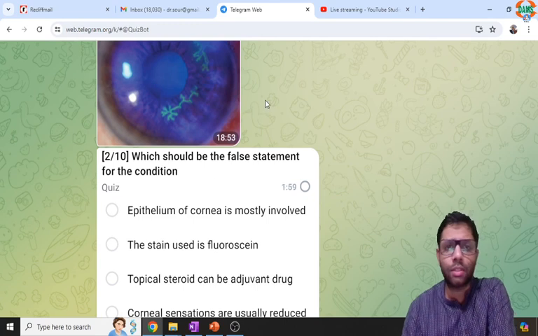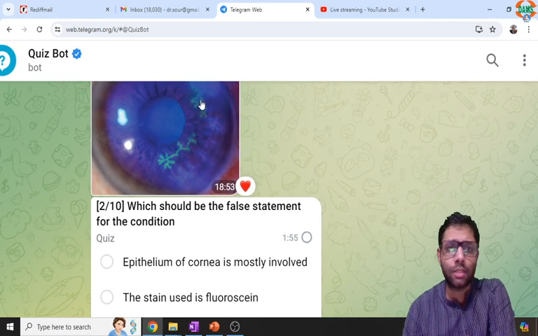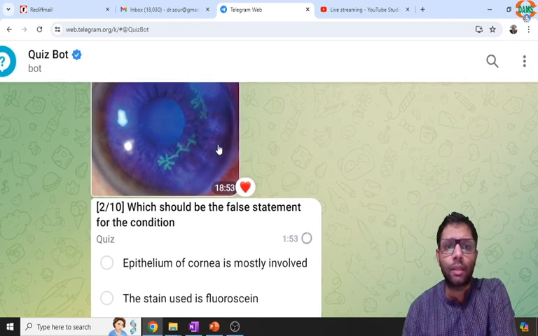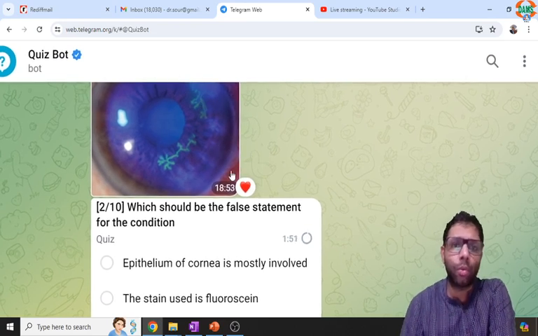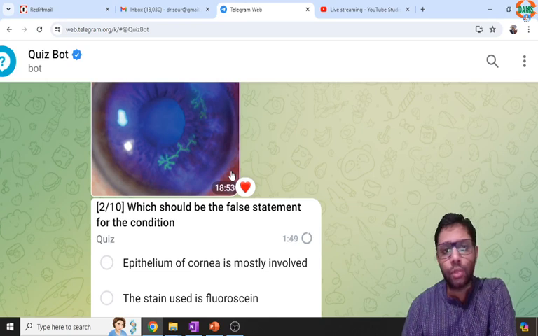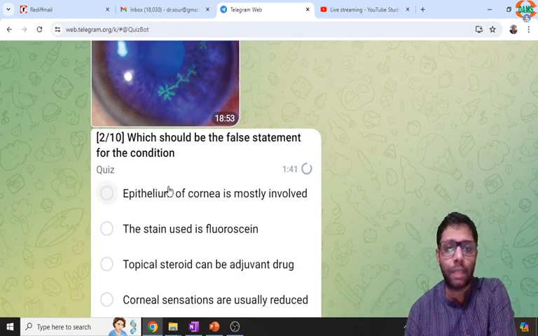Second question is a slit lamp image, a diffuse image, and a very important picture. This is a green ulcer, and this is the blue light coming from the cobalt blue filter, and the dye used is fluorescein dye, which has the property of fluorescence. Everyone should know that. And this is the dendritic ulcer that is classically seen in herpes simplex keratitis. Epithelium is involved, yes. Answer is dendritic ulcer.